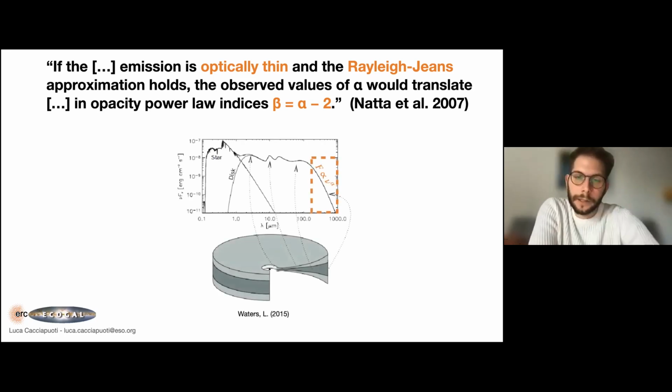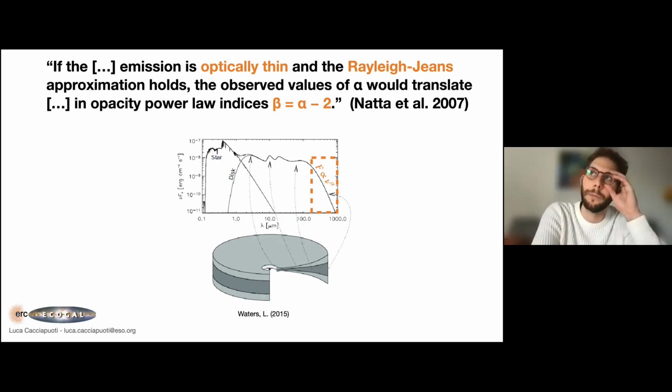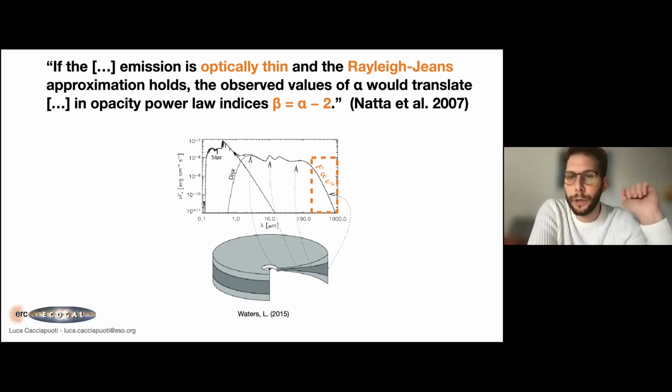So, just as an example, if you look at a disk and you plot its SED, you will have the contribution of the star and the excess in the infrared that is given by the dust. In particular, in the millimeter regime, you will see that the flux is usually well approximated by a power law, and the exponent of this I call alpha. So what Natta et al. were saying is that if your emission is optically thin and you are in the Rayleigh-Jeans approximation, then if you can have a robust measure of the SED of your object, you can get beta simply by doing alpha minus 2. And beta again is linked to the grain sizes.